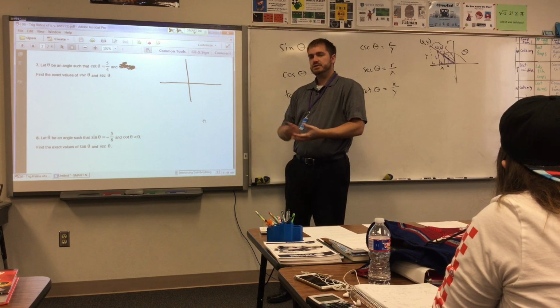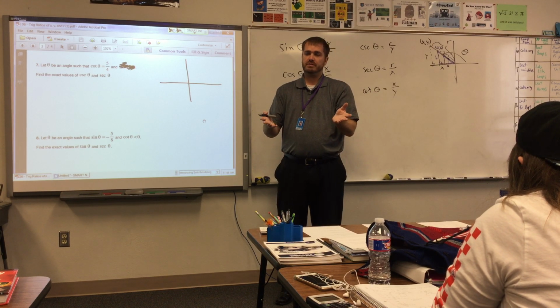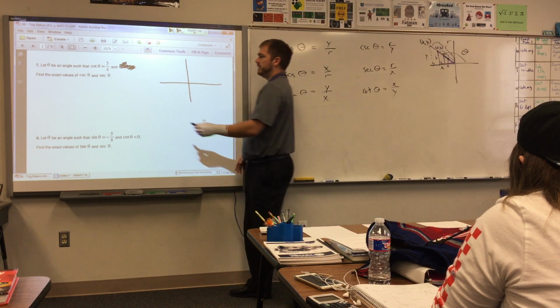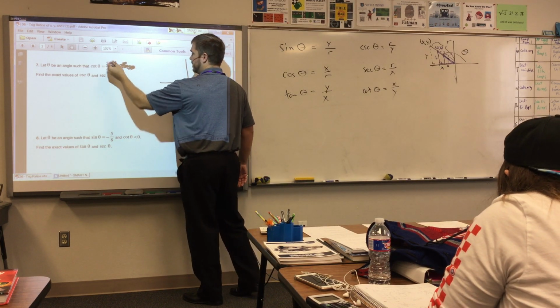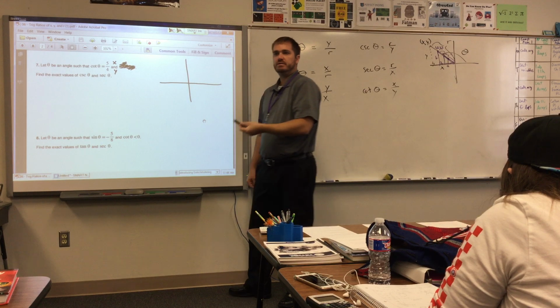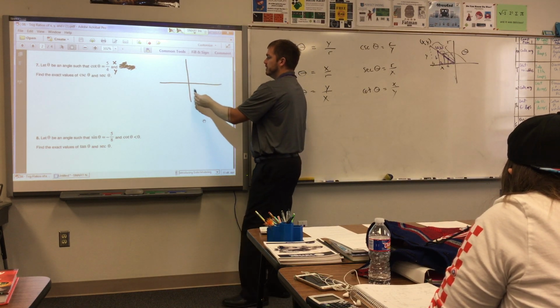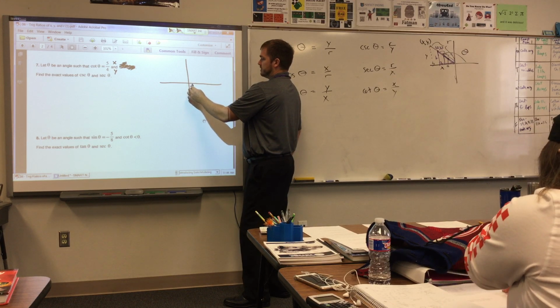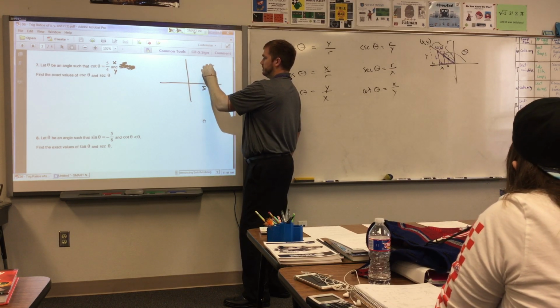So this says cotangent of theta is 5 over 4. So cotangent of theta is going to give us what ratio? What over what? X over y. So my x is 5 and my y is 4, based just on that information right there. So that's going to be 1, 2, 3, 4, 5 on the x, 1, 2, 3, 4.